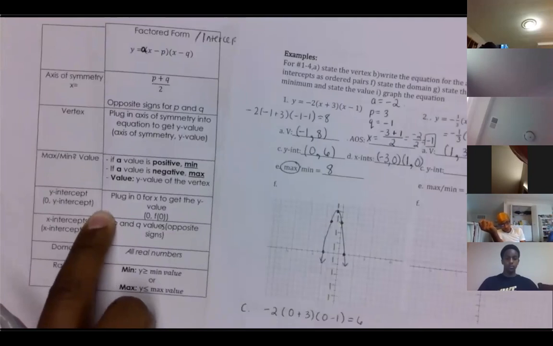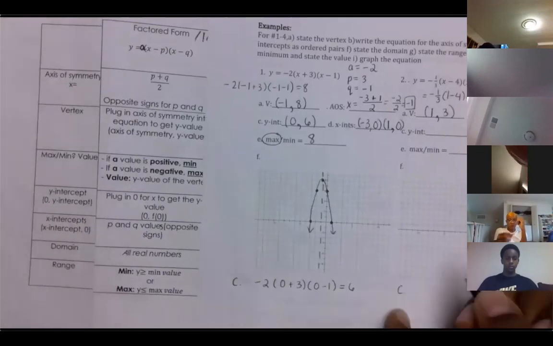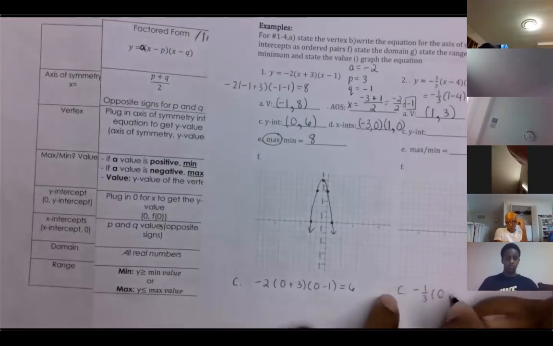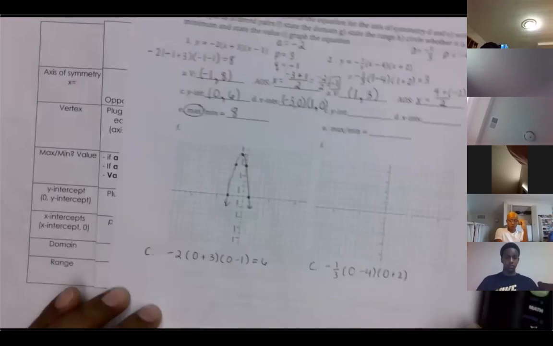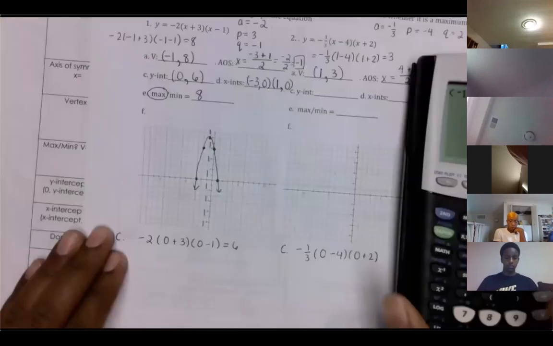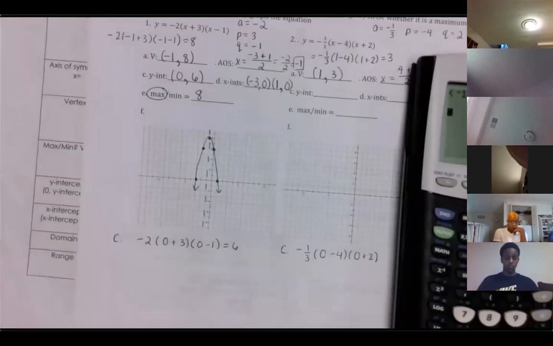Plug in 0. So I'm going to go ahead and do this at the bottom because I don't have a lot of room. So we've got negative 1/3 parentheses 0 minus 4 parentheses 0 plus 2. Again, when you use your calculator, you're going to use parentheses around the negative 1 divided by 3. Ooh, it would be helpful if I put a 1 there. Close your parentheses. And then you've got parentheses 0 minus 4, close your parentheses, and then 0 plus 2. You're going to get this 2.66 going on forever.